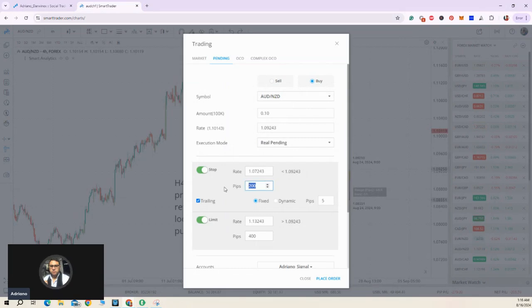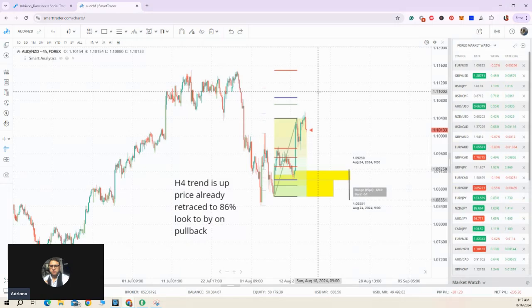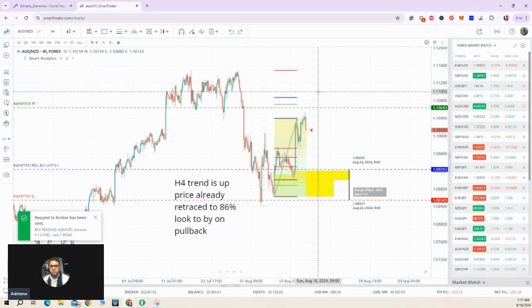We're going to risk 70. Take profit 140, two times, 2 to 1. Remove trailing stop. I don't want to use a trailing stop right now. Place order. Pending buy. Go.